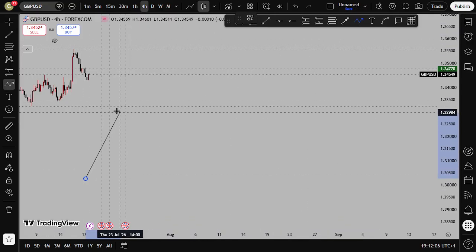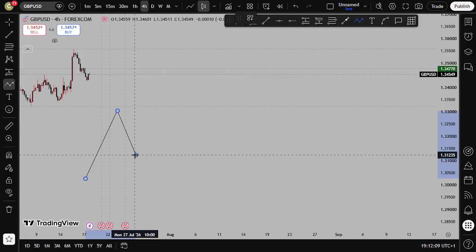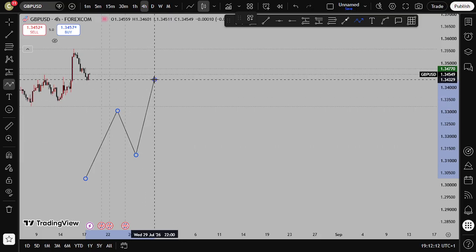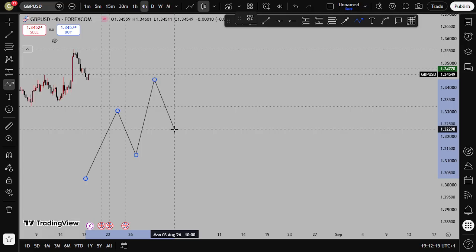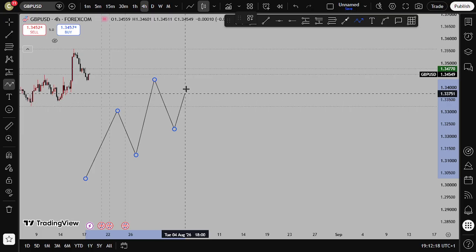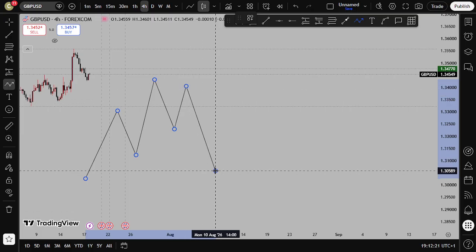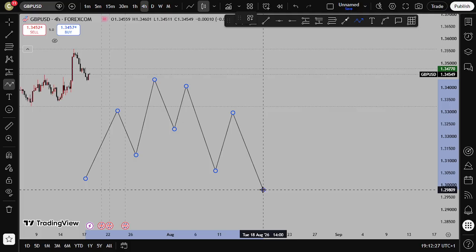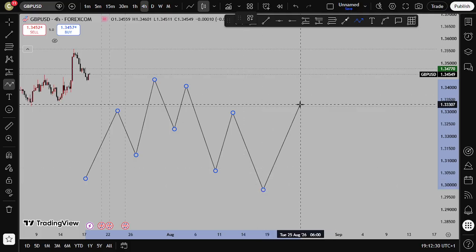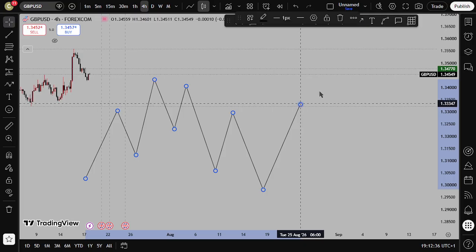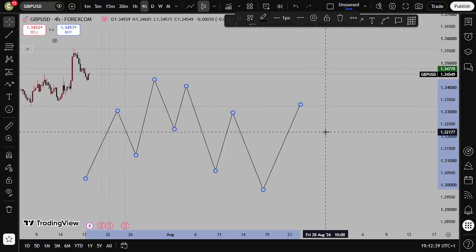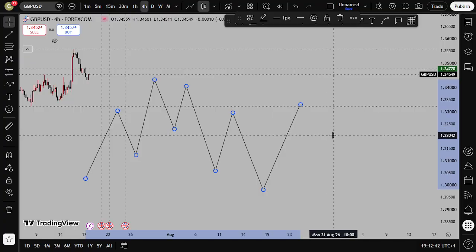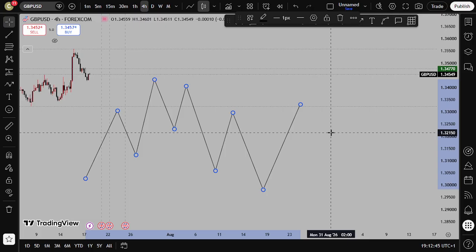Price moves up, it pulls back and continues. Or price moves down, pulls back and continues down. So that is the movement of the market. This repeated movement is called market structure. In essence, market structure is simply the way price moves.